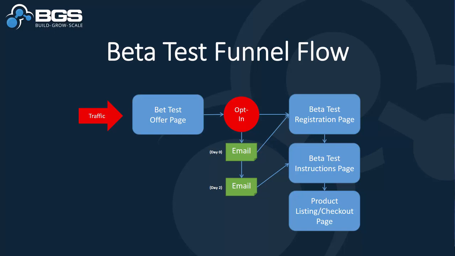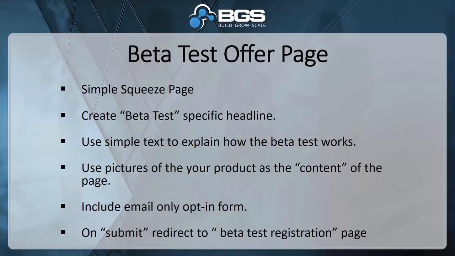Now let's dive into the individual pages and show you how to construct them and why they work the way that they do. So first up is the beta test offer page. Okay, so it's a simple squeeze page. Okay, you've seen the other ones in the giveaways. It's no more complicated than that.